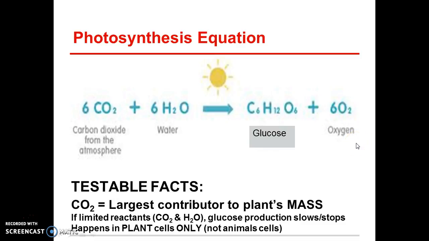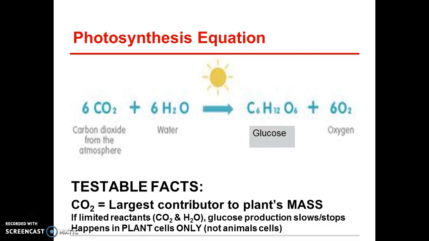So that is the photosynthesis equation. Memorize it, become one with it, write it over and over and over until you feel like you know it. Now, I was looking through some other things that you're going to be tested on. I want to make sure you include these things.